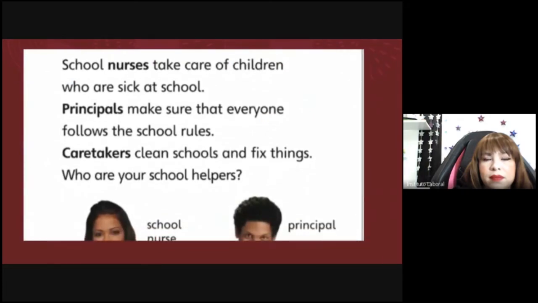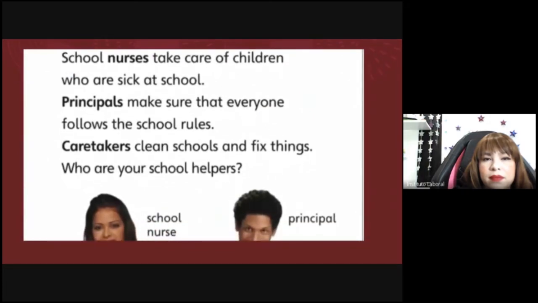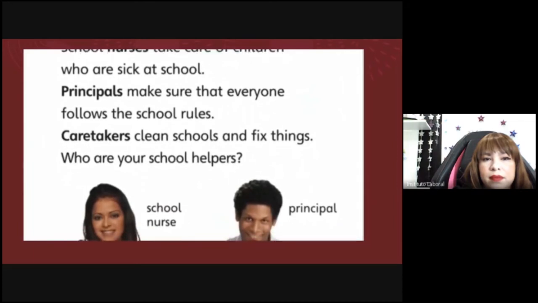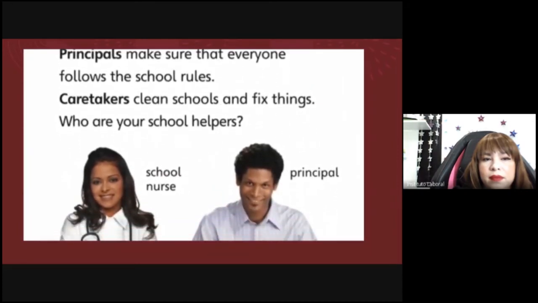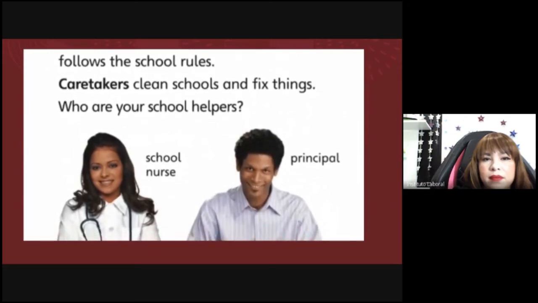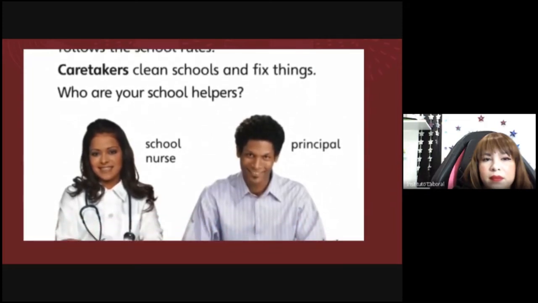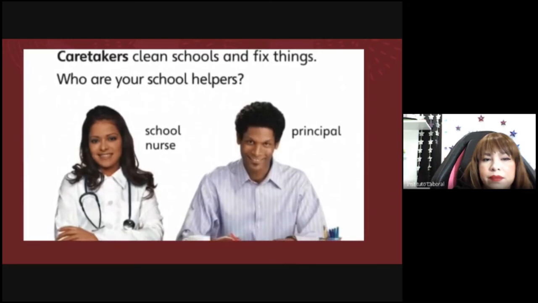School nurses take care of children who are sick at school. Principals make sure that everyone follows the school rules. Caretakers clean and fix things. Who are more school helpers?